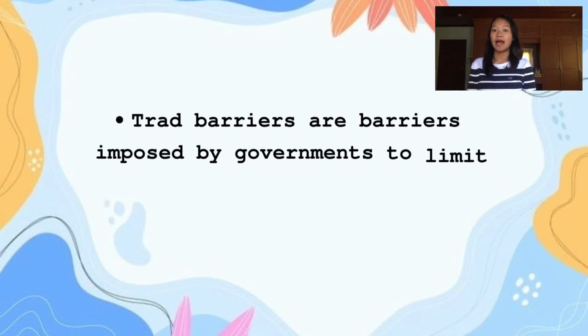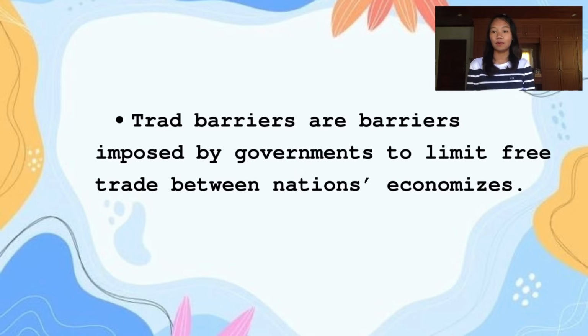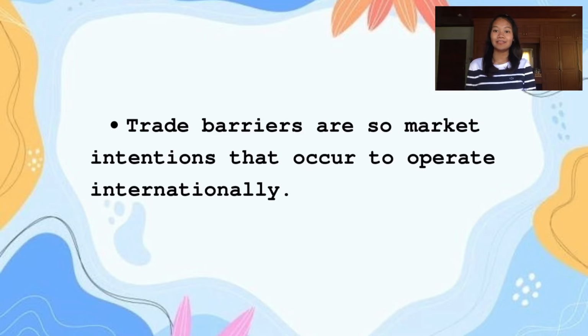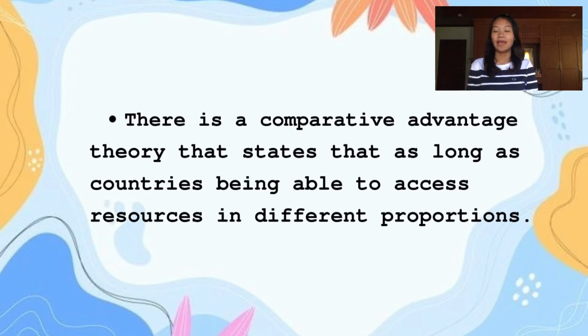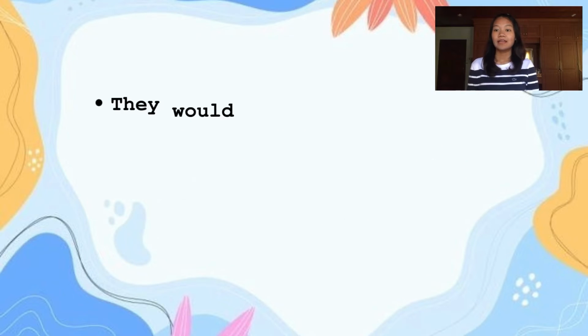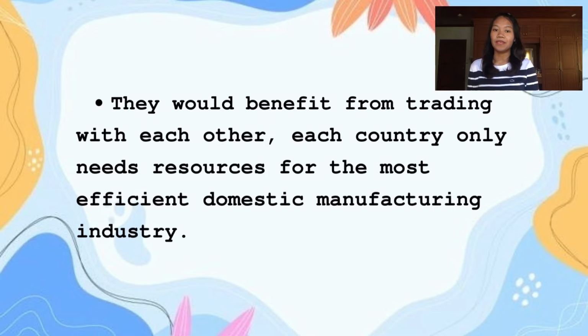Trade barriers are the barriers set by the government to limit free trade between national economies. So, trade barriers are essentially interventions in markets that operate internationally. There is also the theory of comparative advantage, which states that as long as countries are able to access resources in different proportions, they will all gain from engaging in trade with one another.